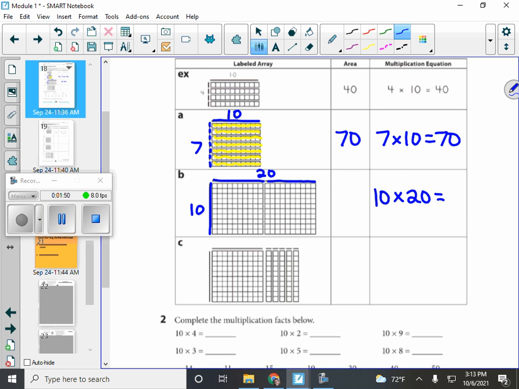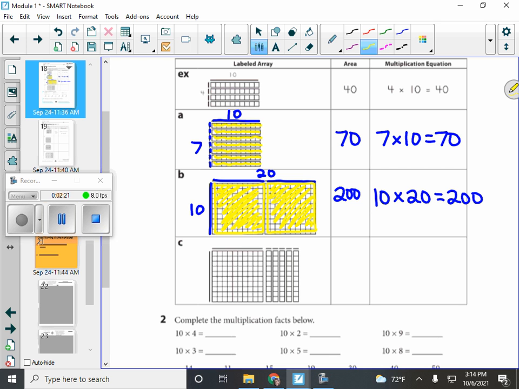Now, I know that 10 times 20 is 200, but you also could find it just by looking at the picture. If I fill it in with the yellow pieces like we did before, 10 times 20 equals, there's 100, there's 200. So 10 times 20 is 200. And this is just visually showing that.